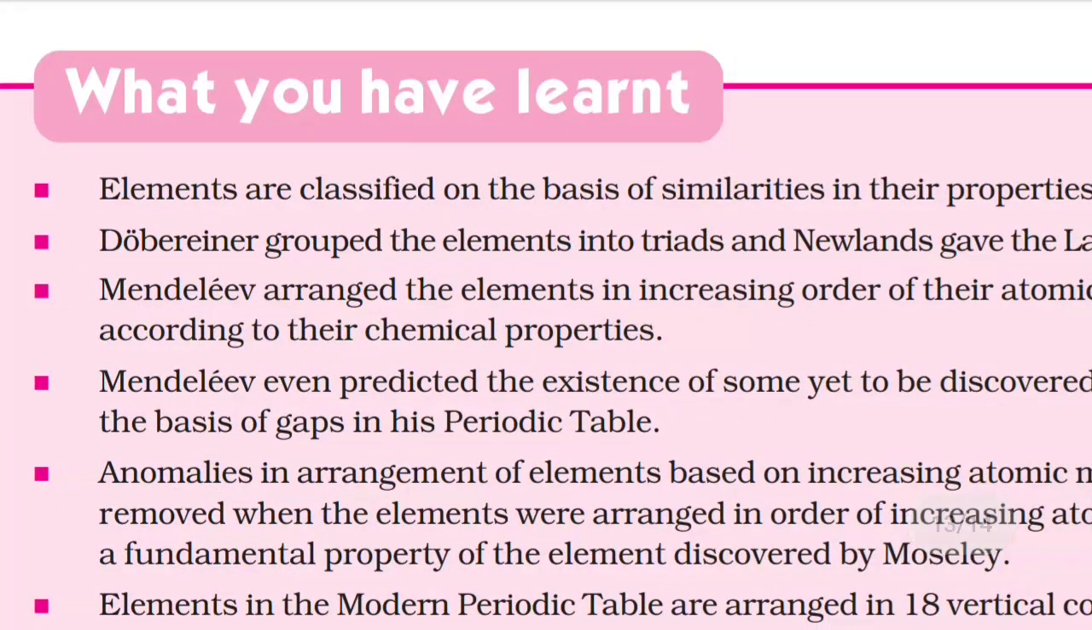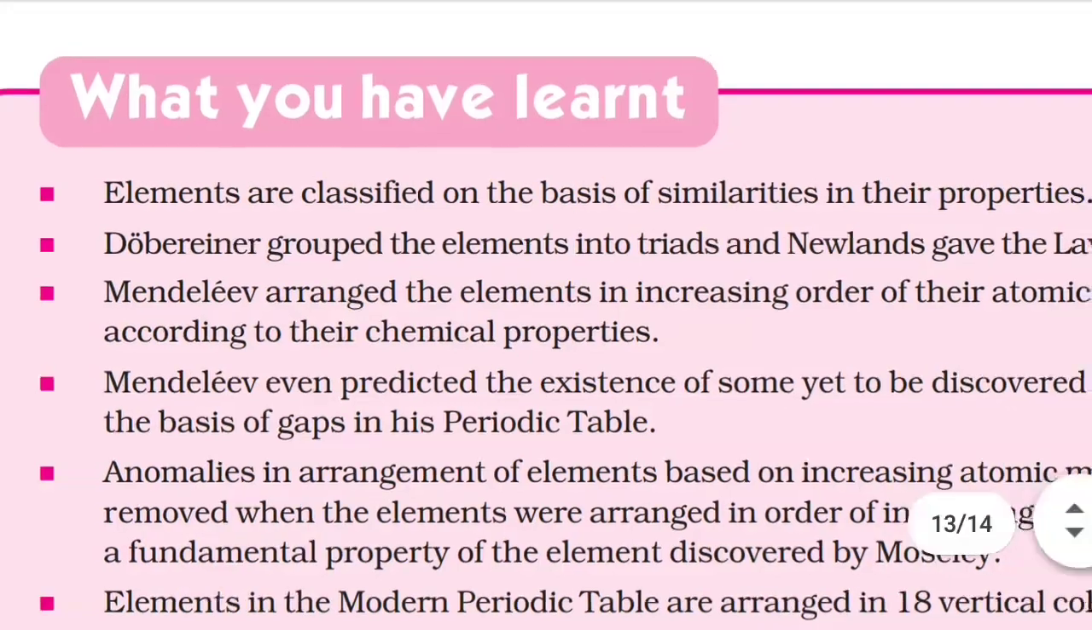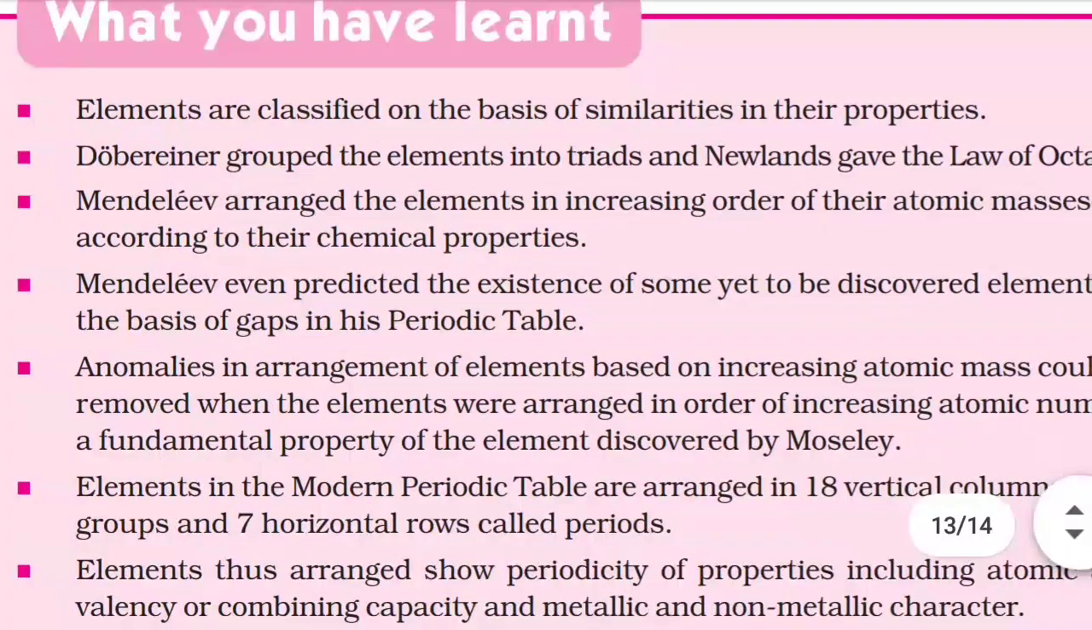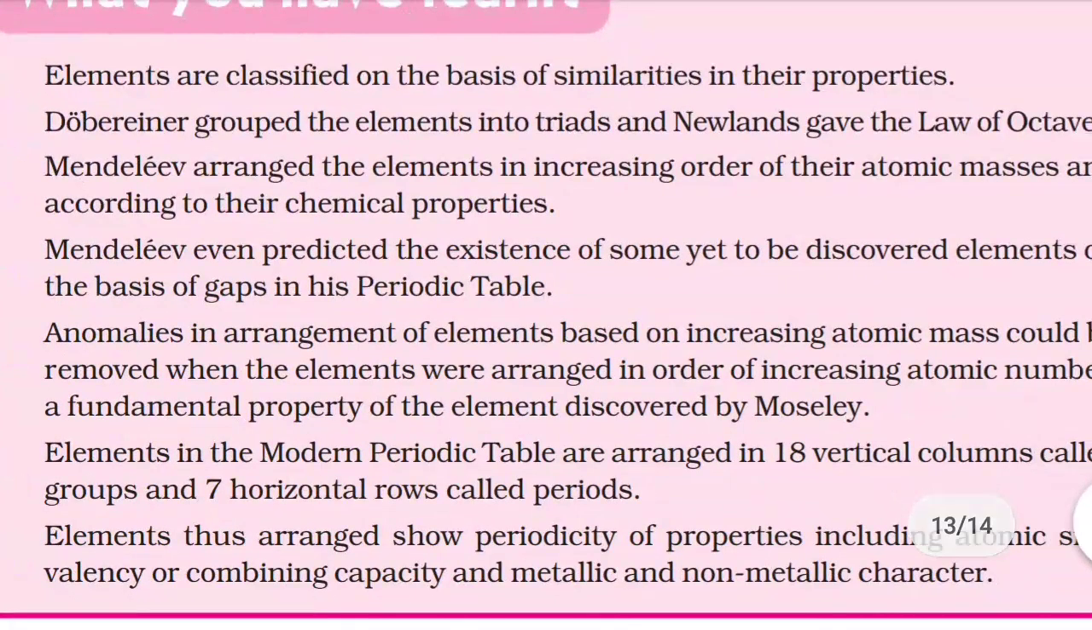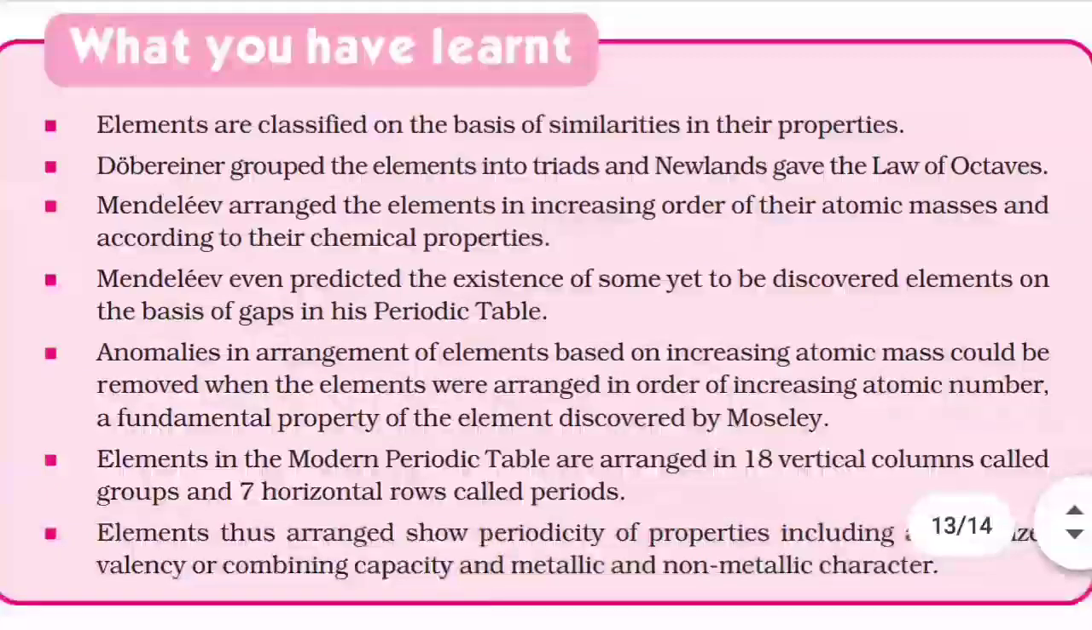So, we are done with the chapter. Let's sum up by reading what you have learnt. Elements are classified on the basis of similarities in their properties. Dobereiner grouped the elements into triads and Newlands gave the law of octaves.